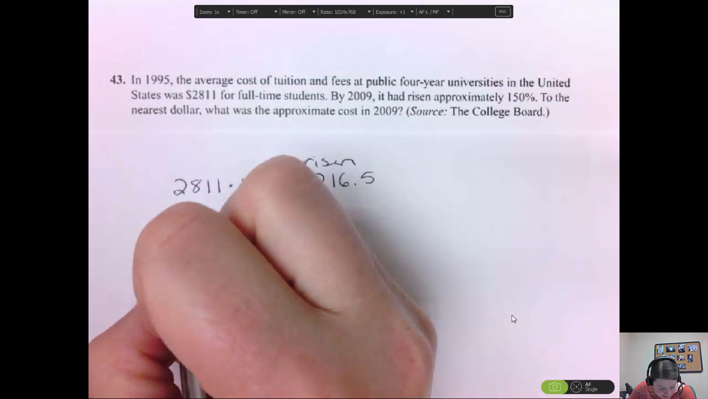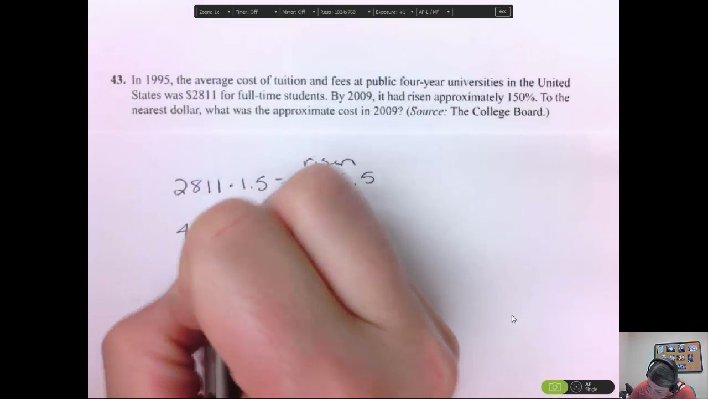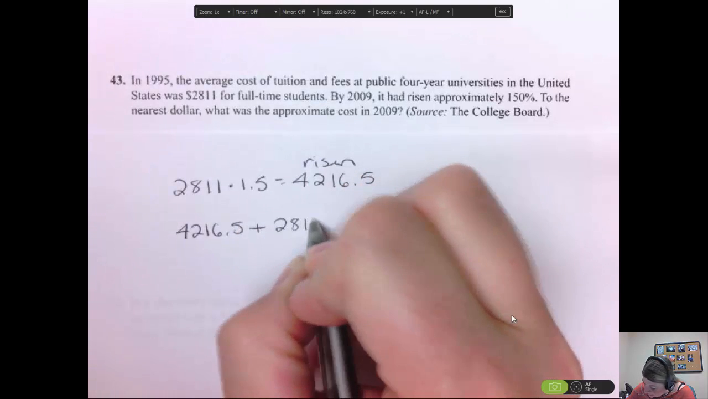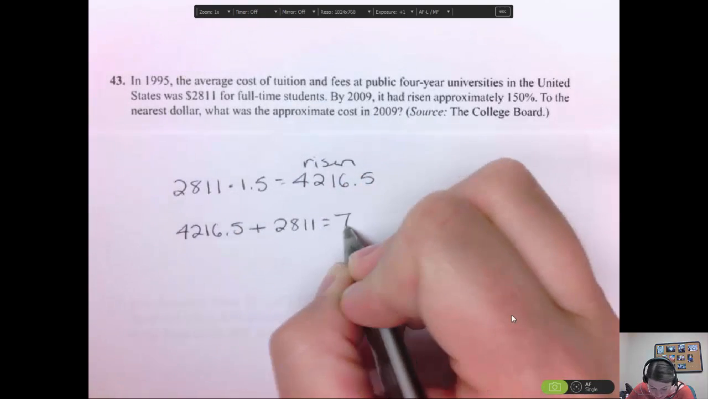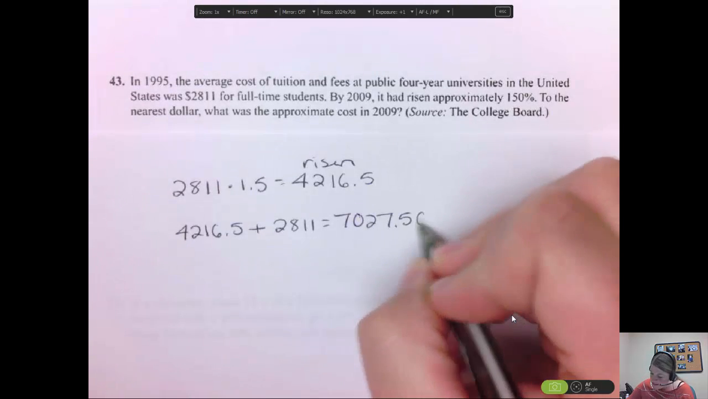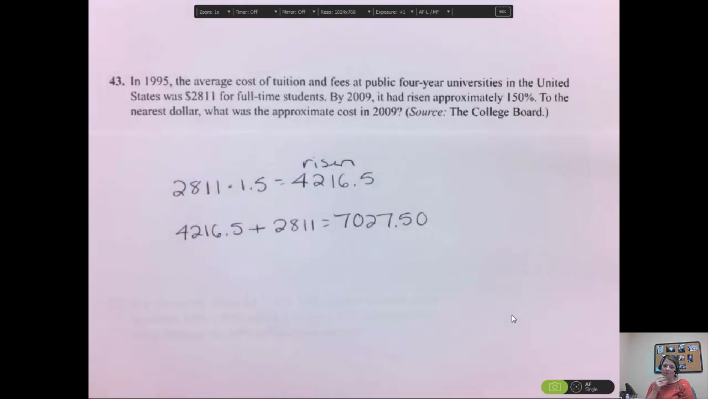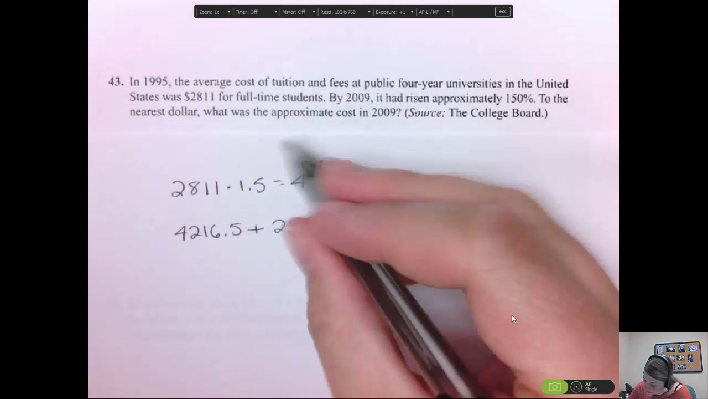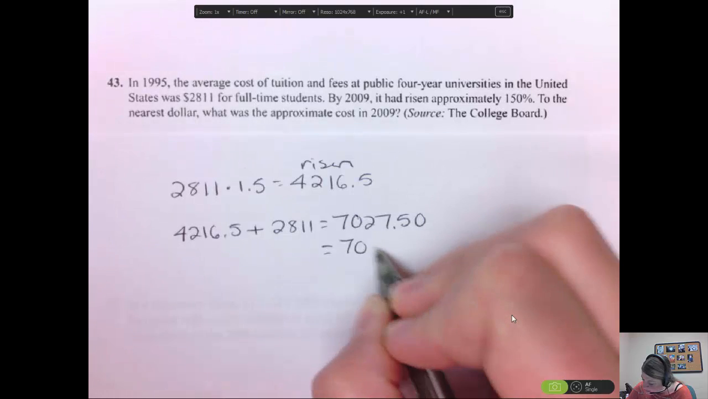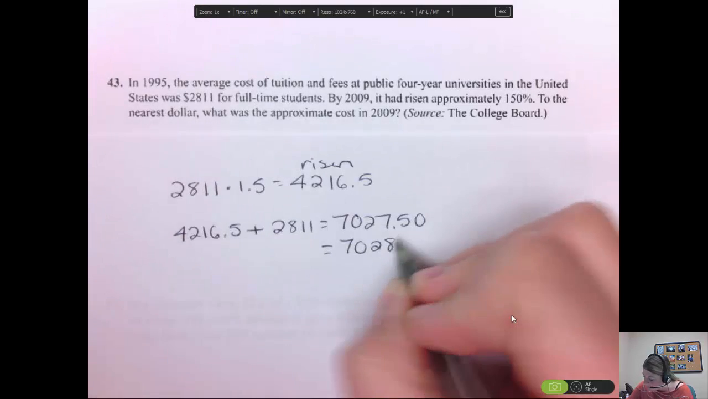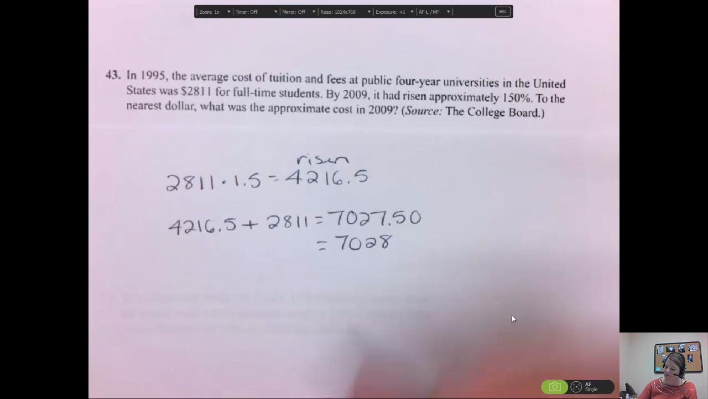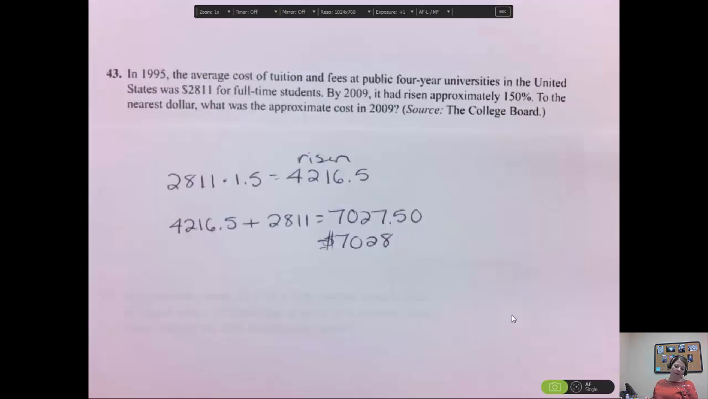So I have to then take 4,216.5 and add it back to 2,811 to get my new amount of $7,027.50. Once it's rounded to the nearest dollar, that would give me $7,028. So put a dollar symbol on there.